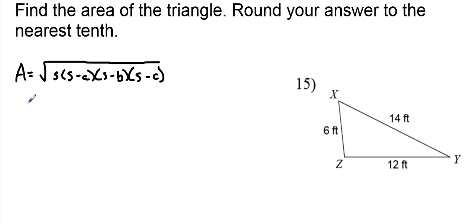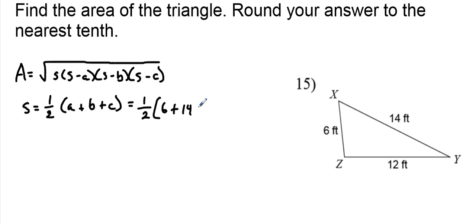Now, the other formula that goes with this is to find S. S stands for the semi-perimeter. To find the semi-perimeter, we do 1/2 A plus B plus C. So first, let's go ahead and find S. So S equals 1/2 6 plus 14 plus 12. So this is 1/2 of 6 plus 14 is 20, 20 plus 12 is 32, and half of 32 is 16. So we're going to take that 16 and plug it into the area formula.